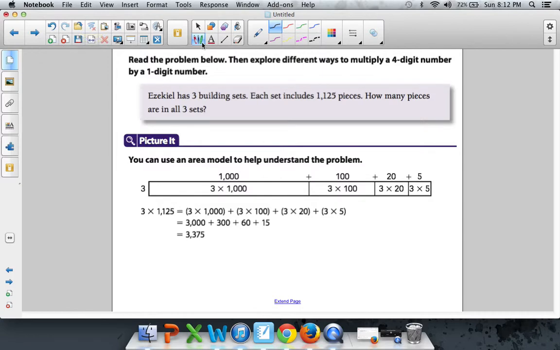Let's take a look at the part of the book that tries to model it for you, the example. Ezekiel has 3 building sets. Each set includes 1,125 pieces. What a scary number. Don't worry, we can handle it. How many pieces are in all 3 sets? You can use an area model to help you understand the problem.